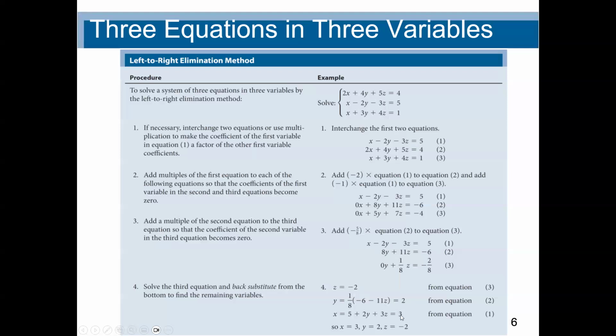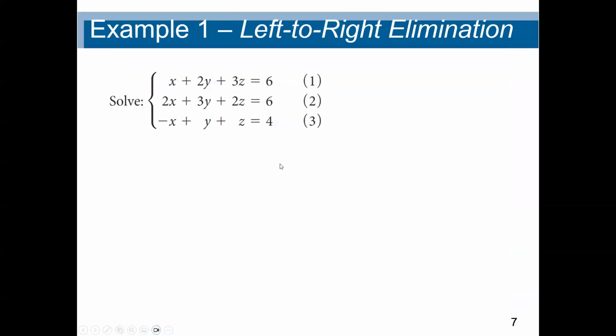So let's see another example, then that will be enough. So this is a second example, the same process. Here, we don't need to do any interchange because x is 1. But 2x here, we have to make it 0x. Negative x here, we have to make it 0x. Then this y, we should make it 0y. Then we can get z.